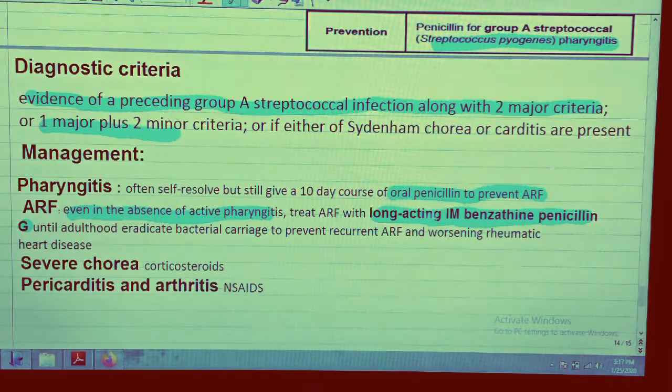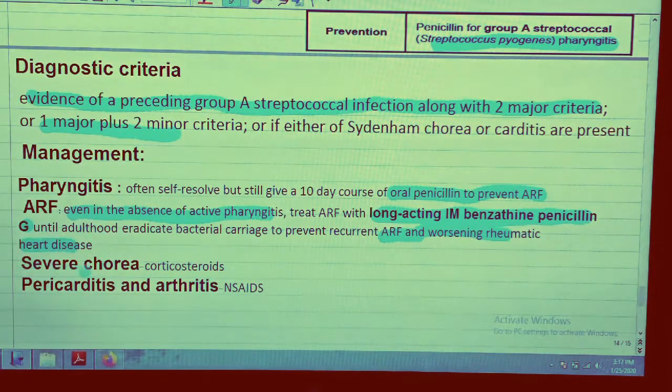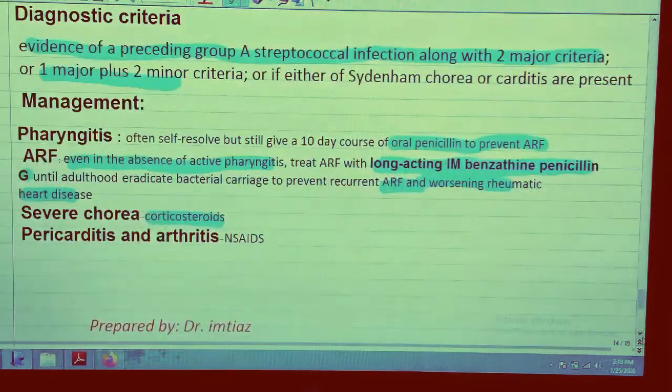Continue until adulthood to eradicate bacterial carriage, to prevent recurrent acute rheumatic fever and worsening of rheumatic heart disease. If severe chorea is present, the treatment of choice is corticosteroid. If pericarditis and arthritis are present, then the treatment is NSAID.